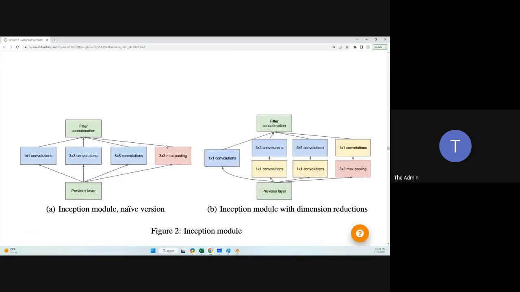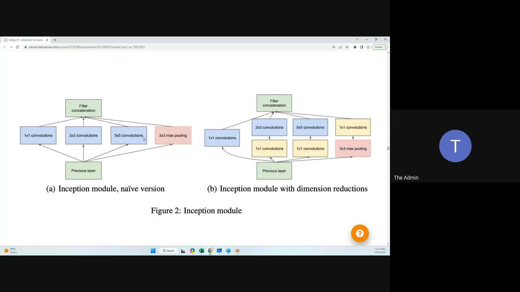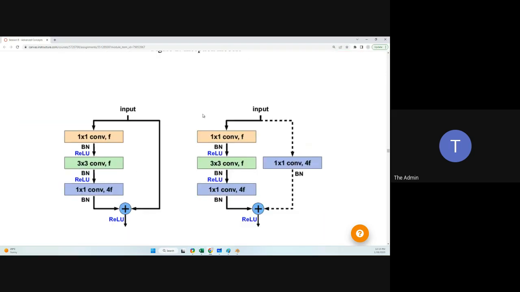This is an example of an inception module: 1 cross 1, 3 cross 3, 5 cross 5, 3 cross 3. Max pooling is also there. In fact, in the next paper, they said that we now know that 5 cross 5 is actually 2 times 3 cross 3. So the next paper had 1 cross 1 followed by 3 cross 3, followed by 3 cross 3. So our understanding remains consistent.